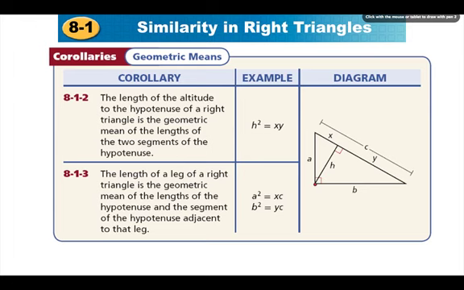So this leg here, this leg squared, b squared. Notice that this leg is adjacent to this side here, so b squared is equal to y times the hypotenuse, and that's what they have here. Let's move on to the next slide and apply these corollaries.